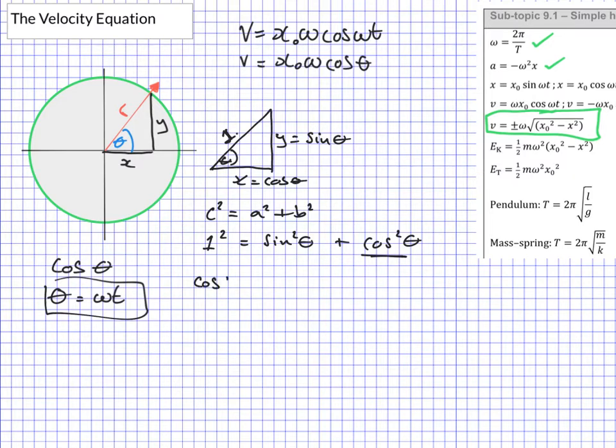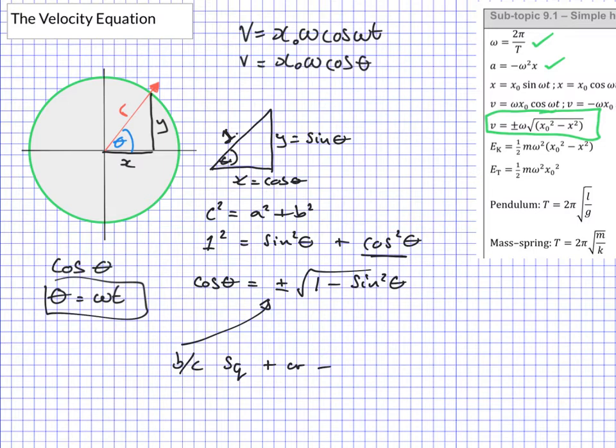I can say cosine theta is equal to, now check this out, plus or minus, because we're squaring, the square root of 1, because that's my answer to 1 squared, minus the sine squared theta. This is neat. This is where the plus minus comes from. Squaring a plus or a minus, we don't know, it could give us either one, so we put them as options.